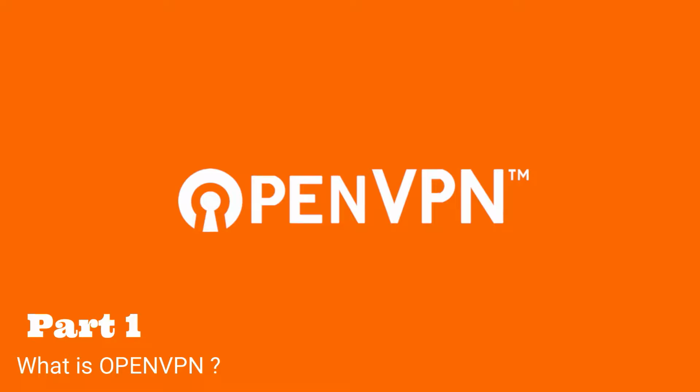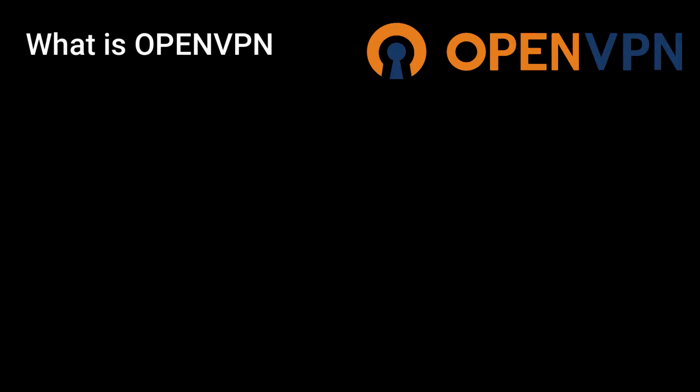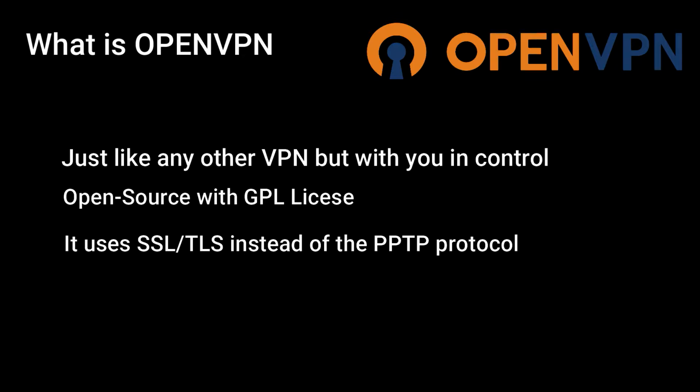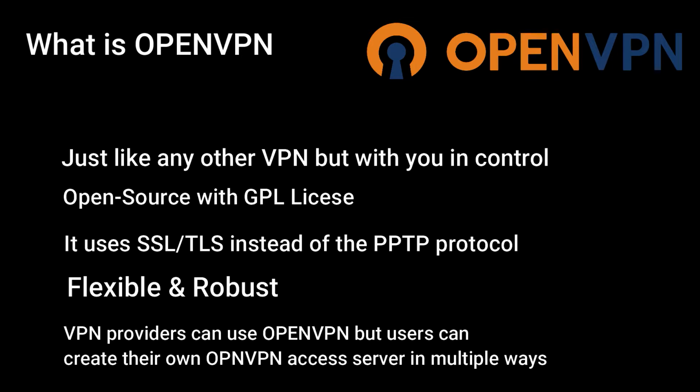Briefly speaking, OpenVPN is just like any other VPN, but you are fully in control. It is fully open source with the GPL license. Instead of the Microsoft PPTP protocol, it uses SSL and TLS. It is flexible and robust, as in it is completely user changeable and configurable, and it can be deployed on various types of hardware. Even now, we will try to deploy it on an Ubuntu based system with ARM64 and a Raspberry Pi with ARM HF. And other VPN providers like Surfshark or ExpressVPN also sign up through OpenVPN, making their VPNs compatible with OpenVPN.